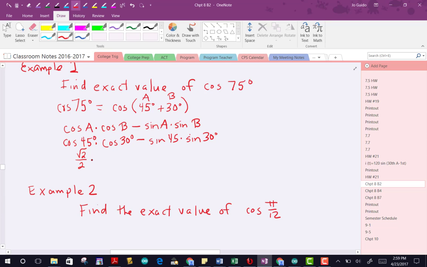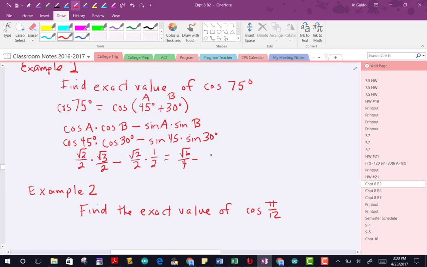And if you do the math and simplify that, let's see what we're going to get. We're going to get square root of 6 over 4 minus the square root of 2 over 4. We could leave this like that. The online program might want you to factor out that 1/4 and call this square root 6 minus square root 2.